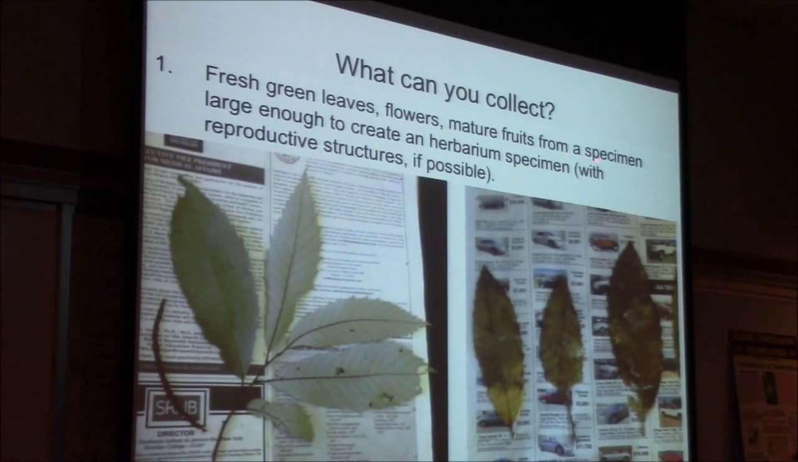Flowers work, mature fruits work, and we need to collect enough of a specimen to make a herbarium specimen. So something like this is pretty good. We've got several good-looking green, healthy leaves, and we've got some flowers here, and that'll make a nice herbarium specimen. And it's also nice green tissue, as you can see, that I can pull. Now, all I really need is about a square centimeter of tissue overall to pull DNA out of.